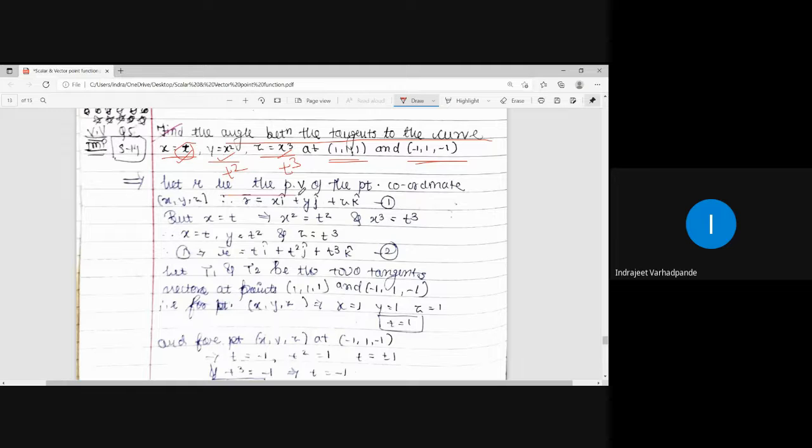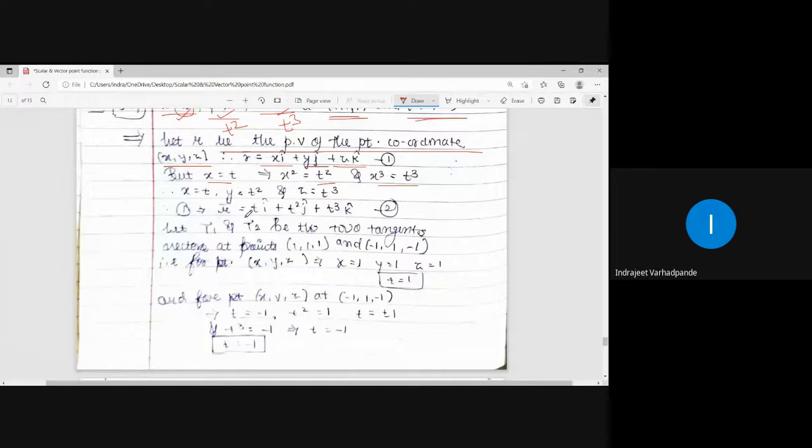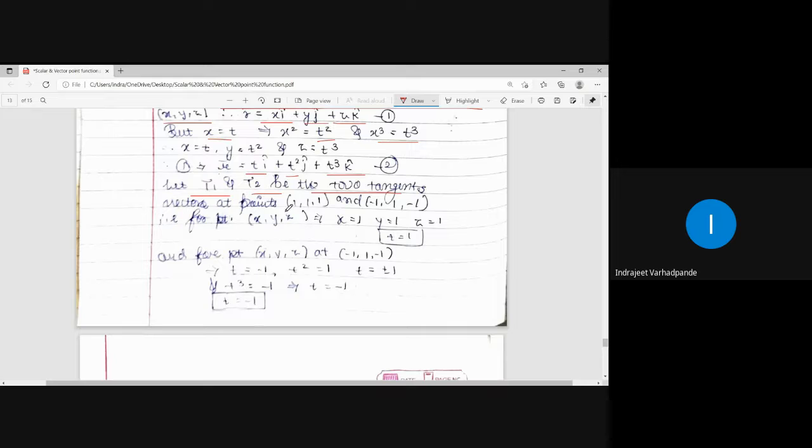So let r bar be the position vector of the point with coordinates x, y, z. R bar is xi plus yj plus zk. X is equal to t. So x square will be t square, x cube will be t cube. So what I am getting is r bar is equal to t i plus t square j plus t cube k. So T1 and T2 be the two tangent vectors at points (1, 1, 1) and (-1, 1, -1) for the point x, y, z. X is equal to 1, y is equal to 1, z is equal to 1. So t is equal to 1.